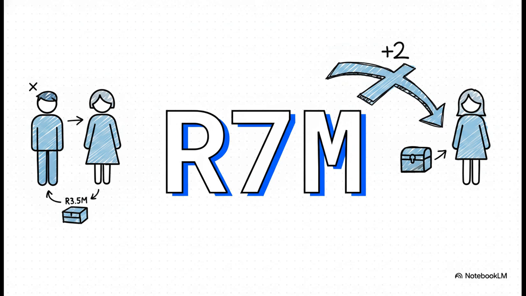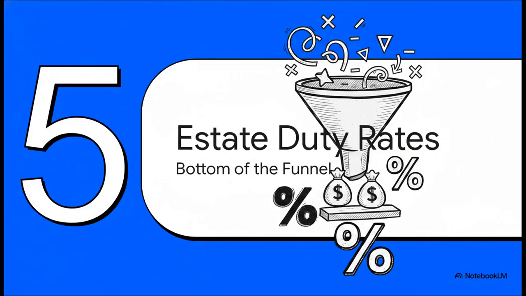Because they didn't need to use their 3.5 million rand abatement, it doesn't just disappear into thin air. It rolls over. When that second spouse eventually passes away, their estate inherits that unused portion. So the second spouse's estate is legally entitled to a combined tax-free buffer of up to 7 million rand. Pretty amazing, right?